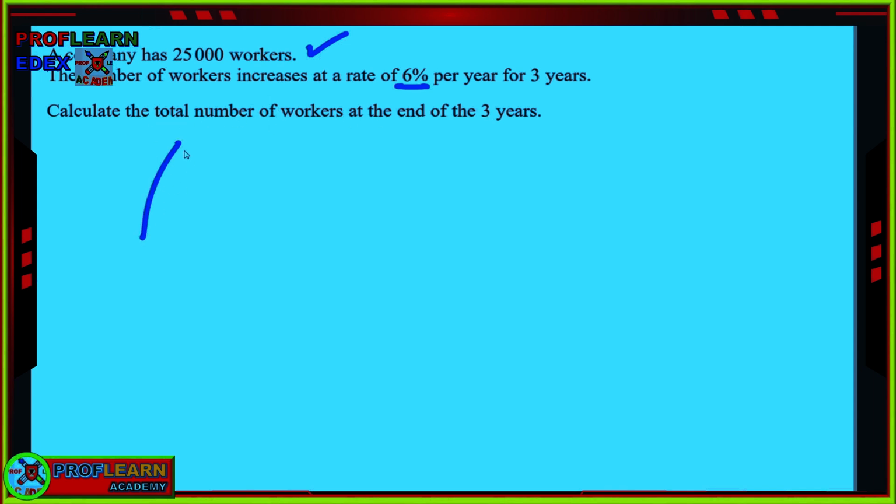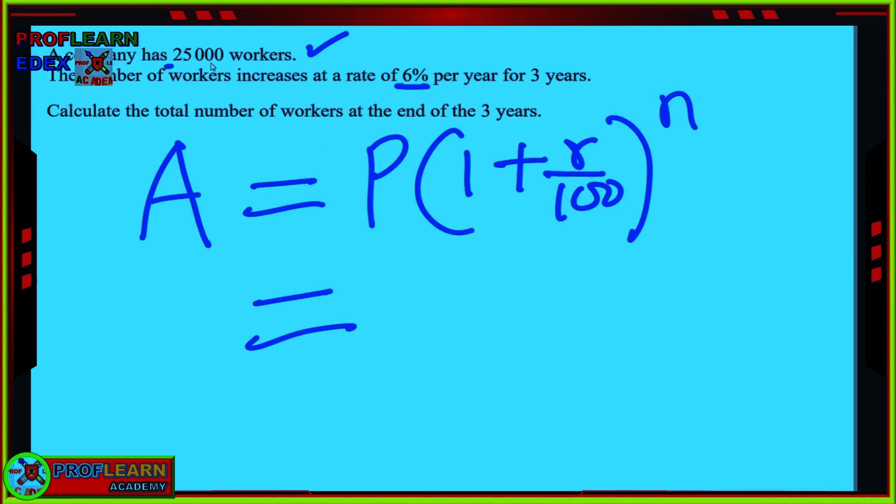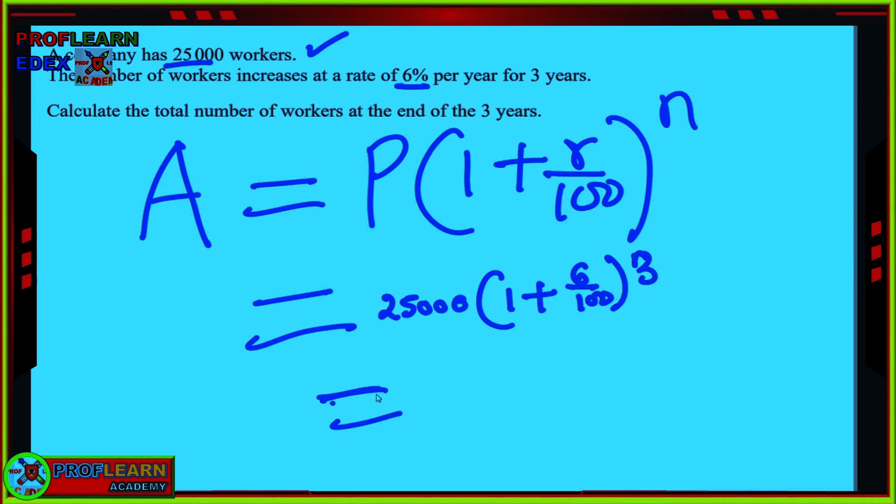This is the formula of appreciation. We know appreciation is principal times 1 plus r over 100, raised to the power n. This is the formula they are trying to check whether you understand how to use. Our principal in that case is 25,000 times bracket 1 plus 6 over 100, raised to the number of years, which is 3 years. So you need to know how to work this out.